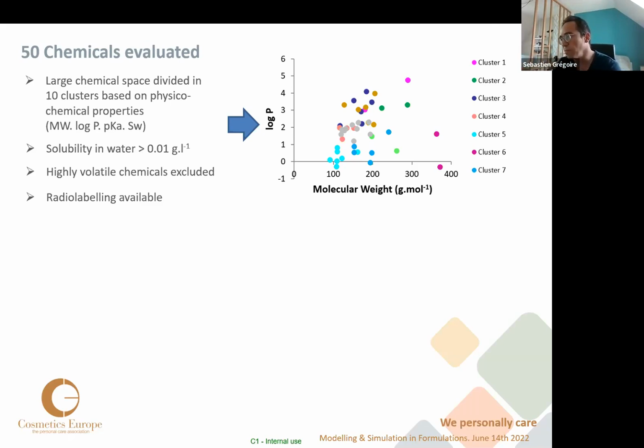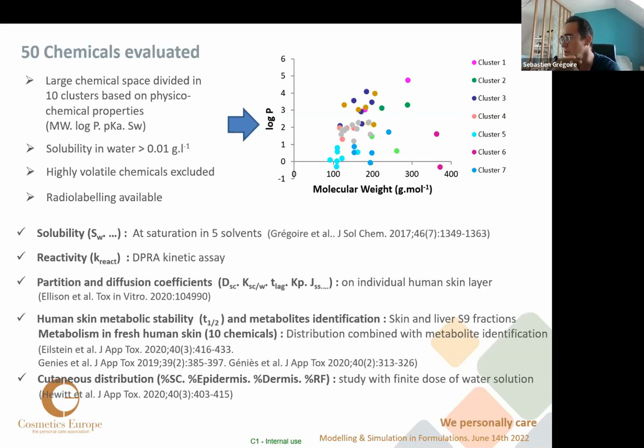We would like to have some chemicals which are enough soluble in water, and due to the different kind of protocol that we use, we would like to have radio labeling chemicals. So at the end, we define a set of 50 chemicals, and we run several different assays, set solubility of the different chemicals in different solvents.